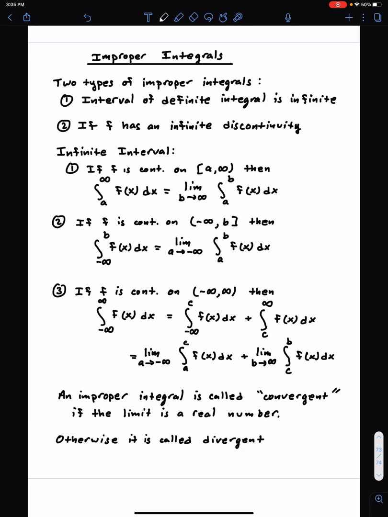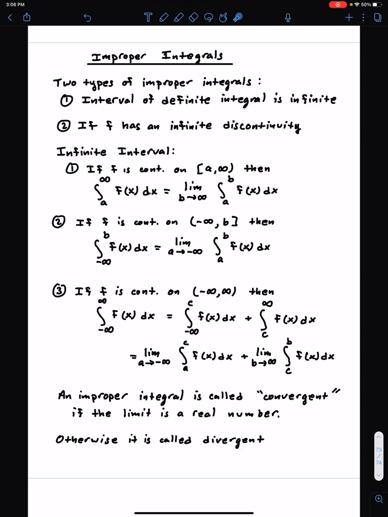So for an infinite integral, if f is continuous on the interval a to infinity, then the integral from a to infinity, what makes this improper is the upper bound is infinity. So I take the limit as b approaches infinity of the integral from a to b of f of x dx. Two, if f is continuous on the interval negative infinity to b, this negative infinity makes it improper. So I take a limit as a approaches negative infinity of the integral from a to b of f of x dx.